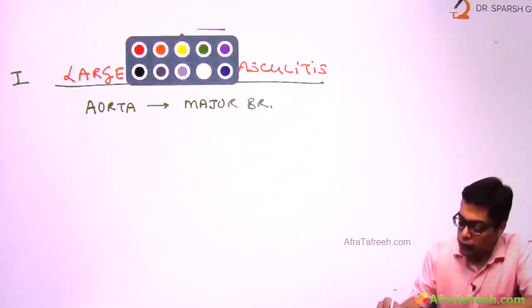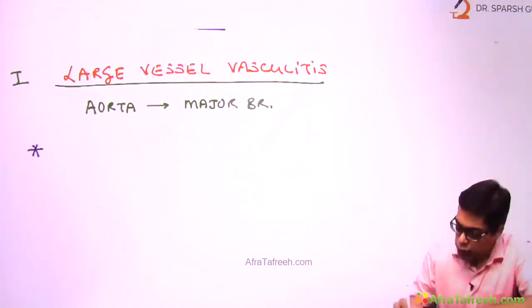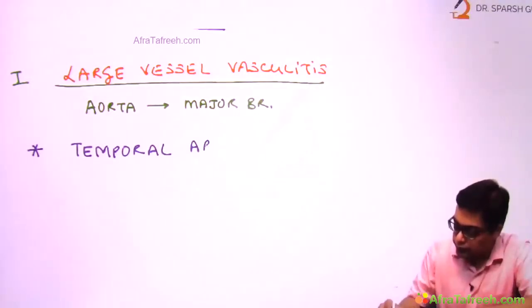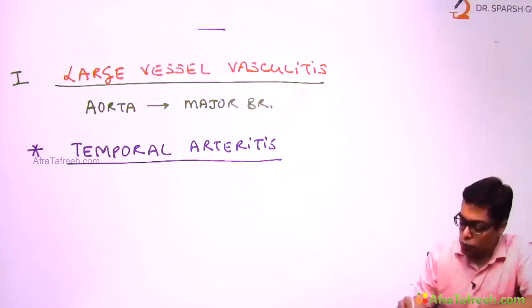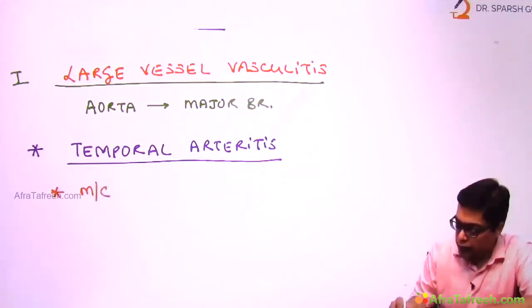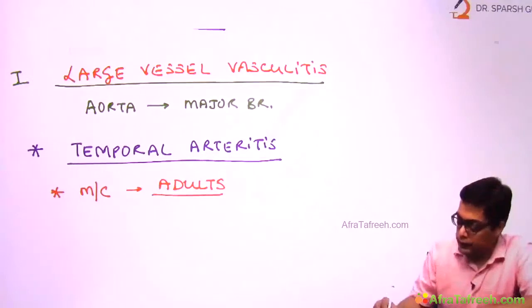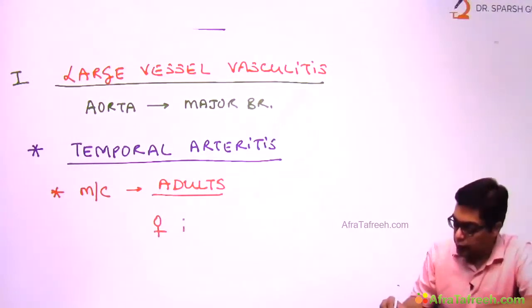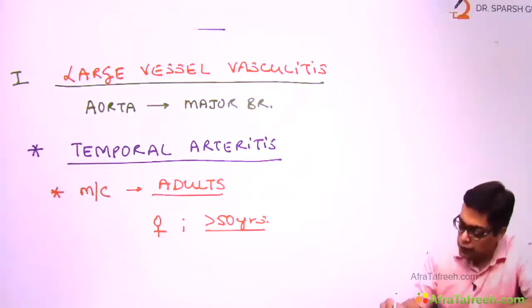Now, when we talk about large vessel vasculitis, we have two important examples of disorders in this category. The first important disorder about which we need to have an idea is a condition that is given the name of temporal arteritis. Why a physician should be familiar with a disease like temporal arteritis lies in the fact that this is the most common vasculitis that we have in adults. Classically, this is a disorder which affects a female patient in the age group of more than 50 years. So it's the commonest vasculitis that we see in patients.